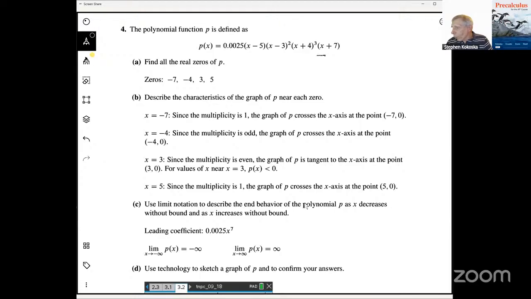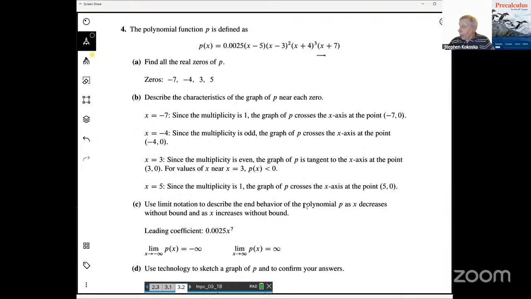X equal -4, that has multiplicity 3, odd multiplicity. So once again, it crosses at that point, -4, 0. At 3, that has multiplicity 2. It's an even multiplicity, so the graph is tangent to the x-axis. And finally, at 5, it has multiplicity 1. So again, it crosses the x-axis at the point 5, 0.